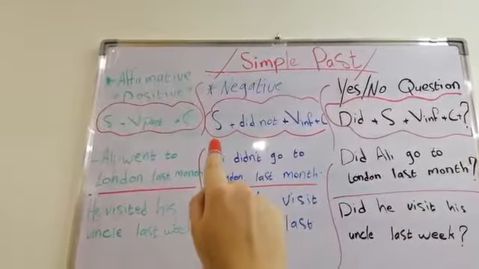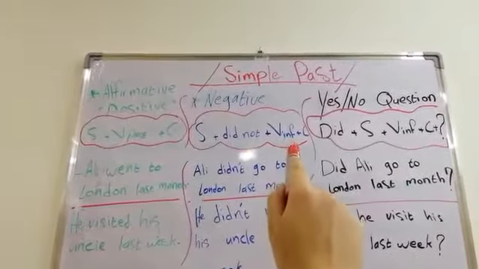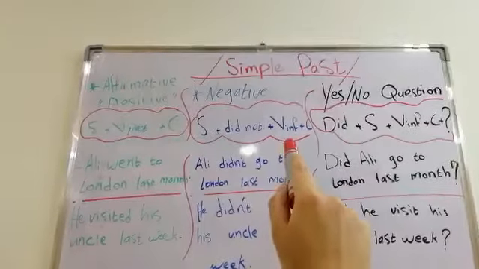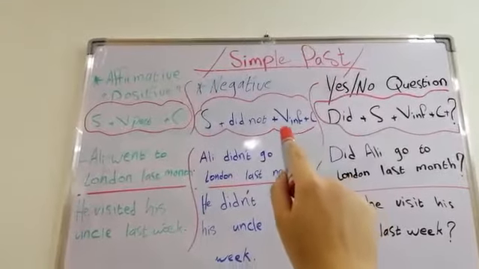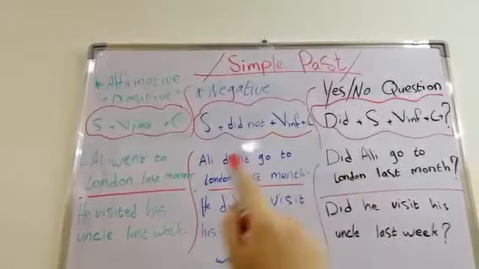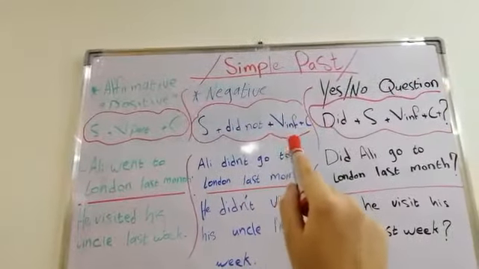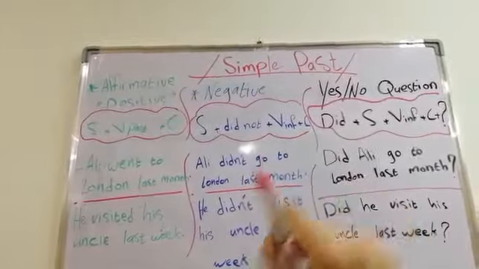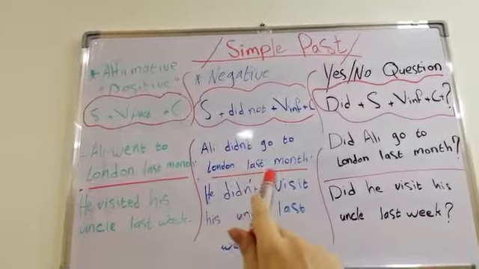So subject, didn't, verb infinitive, verb what? Infinitive, verb مجرد. We don't add anything. We don't add regular or irregular. We don't add anything to the verb. And complement. Look here, Ellie didn't go to London last month.